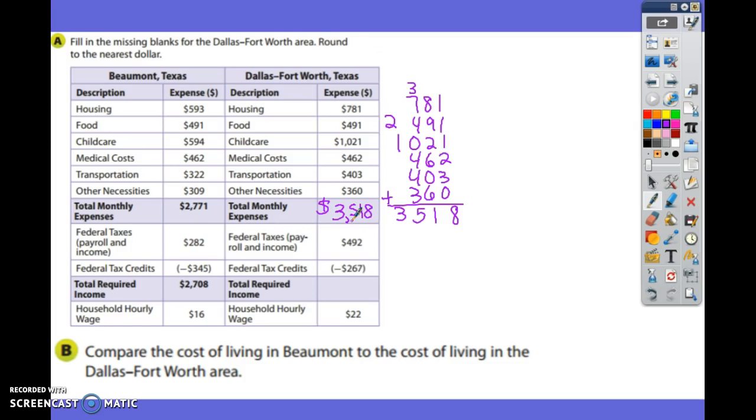The federal taxes, payroll, and income is $492, and the federal tax credit is a negative $267. So we need to add those two together. Since we have different signs, we will subtract. Our answer will be positive because the larger number is positive. 2 becomes 12, 12 minus 7 is 5. 8 minus 6 is 2. 4 minus 2 is 2. So we get $225.